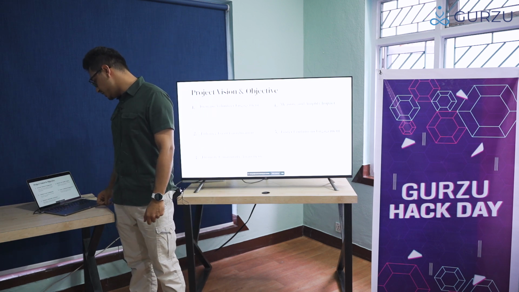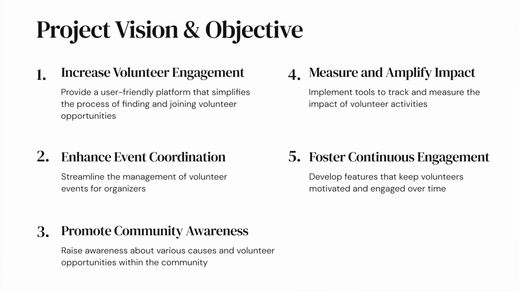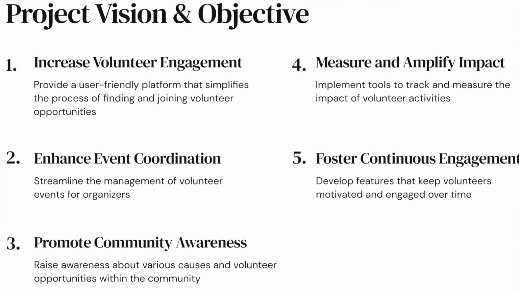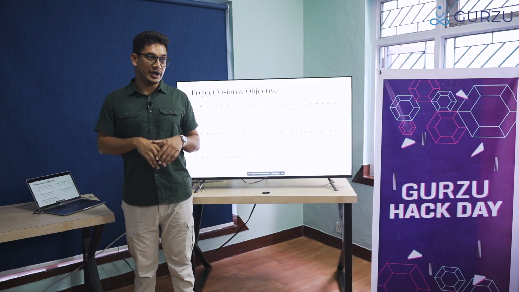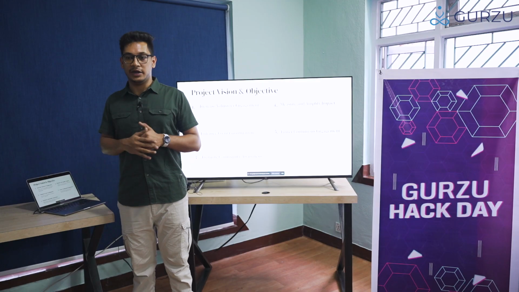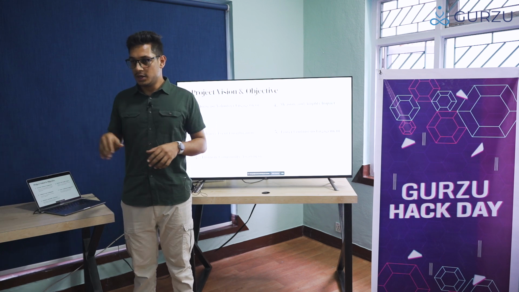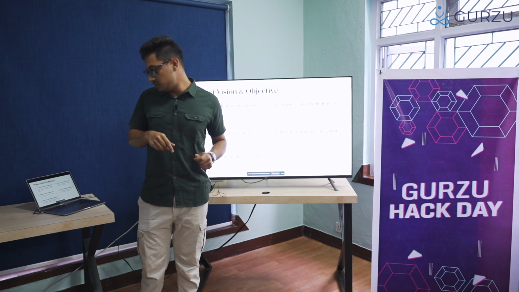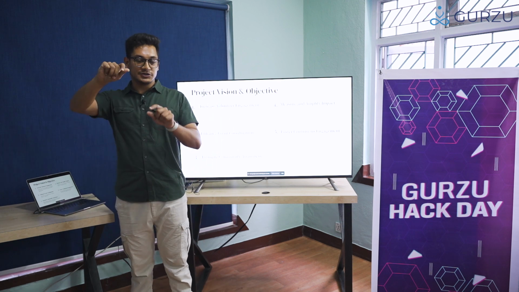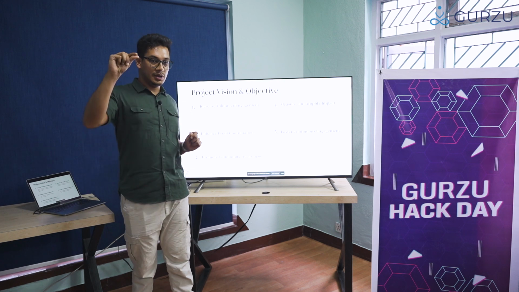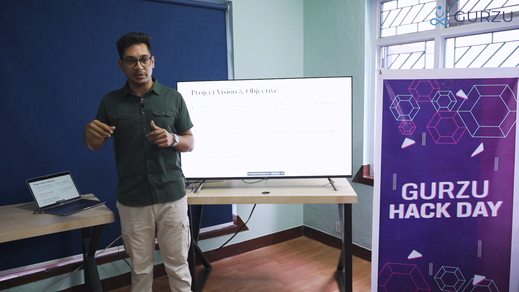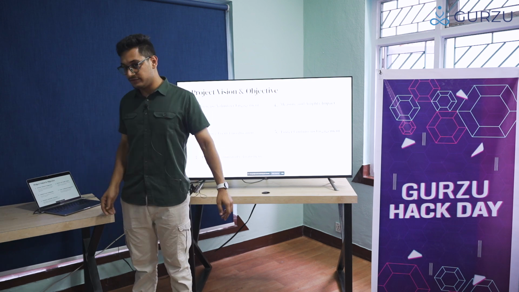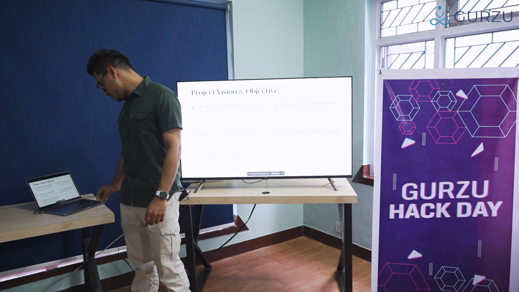And enhance event coordination. We want to streamline the management of voluntary events for organizers. We have only built the volunteer dashboard right now, but what this system can expand into is something like an admin panel where communities have admins who keep records of the events in the system and manage the events as well as the volunteers. They can also track what events are upcoming and how many volunteers have taken part. Do we have sufficient volunteers or do we need more? These kinds of things can be managed from the admin dashboard.